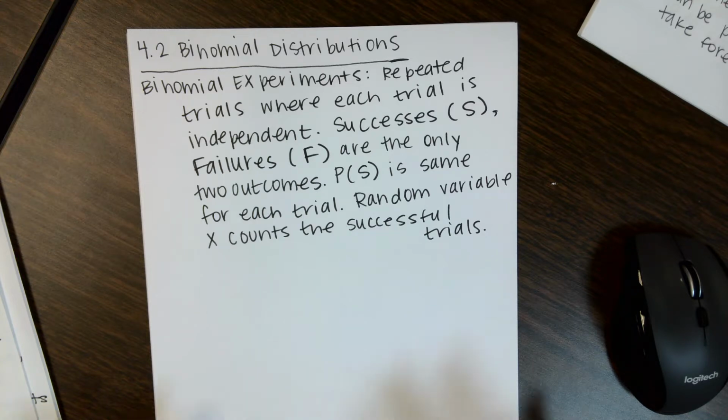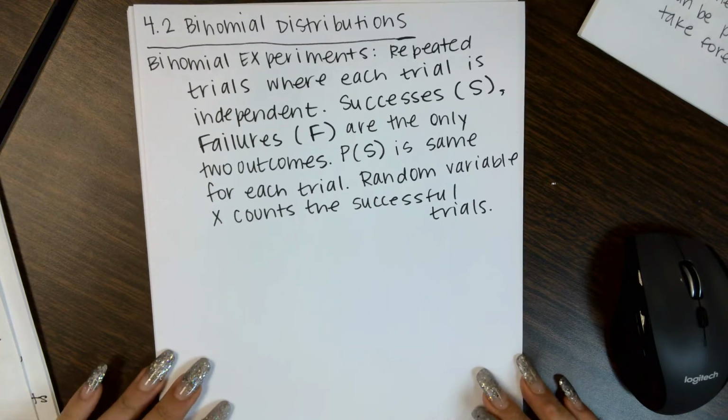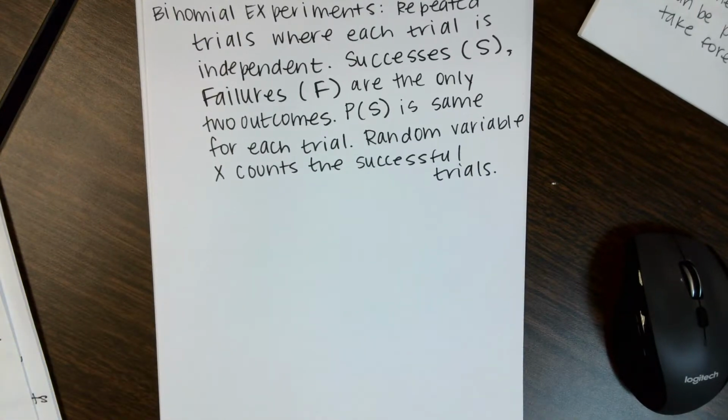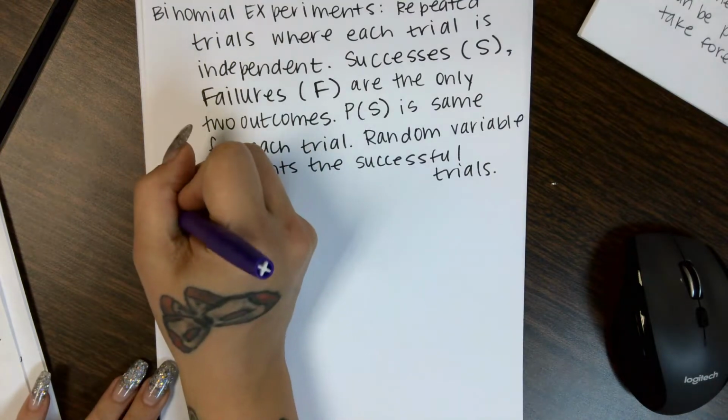Okay, so binomial distributions have only two outcomes, a success or a failure. All of the trials have to be independent. That's what makes it a binomial experiment, that the trials are independent. They do not depend on each other and they're not affected by each other. And so I'm going to break down the different notation whenever we talk about these binomial experiments.